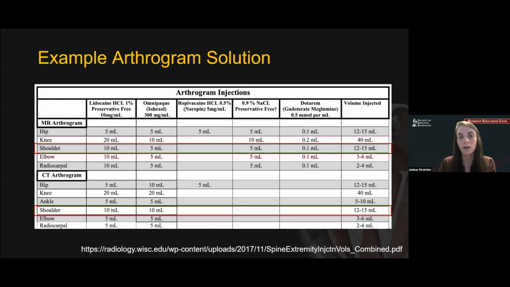Again, arthrogram solutions, a very busy slide here, but focusing on our shoulder, what we'll typically do is give 20 mLs of non-gadolinium. For shoulders, we'll usually do 10 mLs of lidocaine, 5 mLs of Omnipaque so you can see it on the fluoro, 5 mLs of saline, and then 0.1 of gad, which gives you that 1 to 200 concentration. Also listed is CT arthrogram contrast here as well.